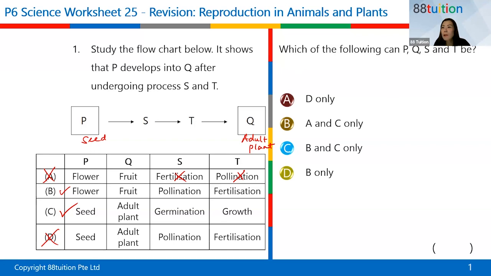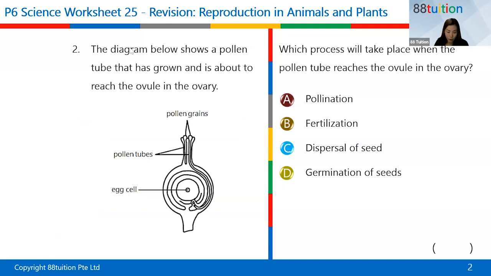So happy now. Okay, so we have C, and then let me see, 1 person, 2 persons, 3 persons got this wrong. Do you realize what error you made already? Those who got this question wrong, I hope you understand why the answer is C now. Let's look at question 2. Question 2: the diagram shows a pollen tube that has grown and is about to reach the ovule in the ovary. Which process will take place when the pollen tube reaches the ovule? Of course, it is fertilization.